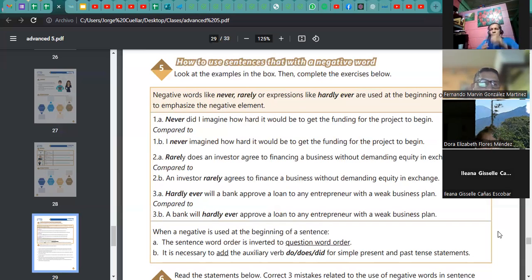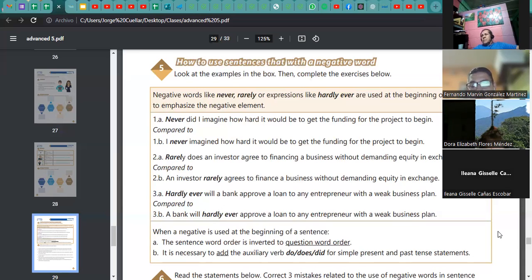So if you are going to use any of those words at the beginning, it's because you emphasize that word, okay? Let's check the other one. Hardly ever will a bank approve a loan to any entrepreneur with a weak business plan. So hardly ever at the beginning, and then as you can see there, is our question structure. Will a bank approve a loan? So you can see that it's exactly the same. And it's different from the other one in the emphasis. A bank will hardly ever approve a loan. So this is like a regular expression that you are saying. But in the first one, you emphasize on that one. Hardly ever. So it's no, you're not going to get it.